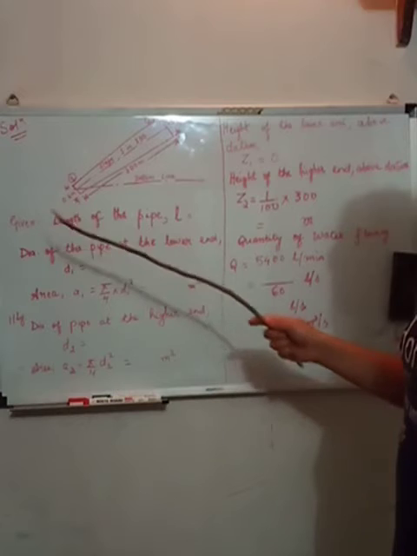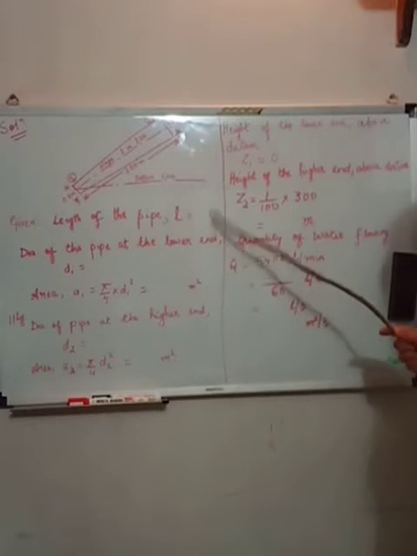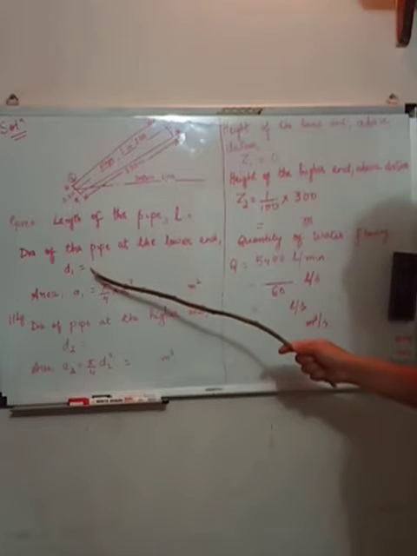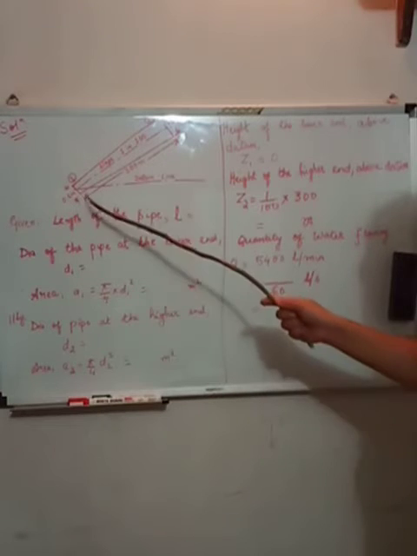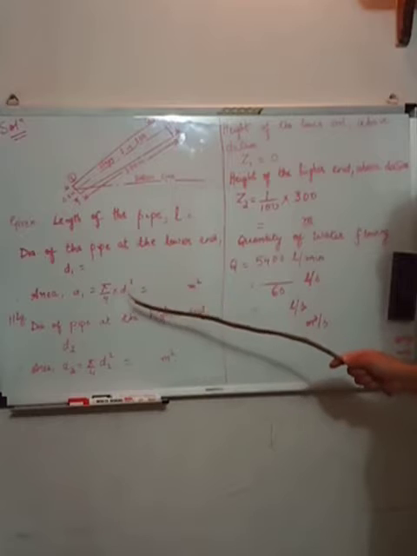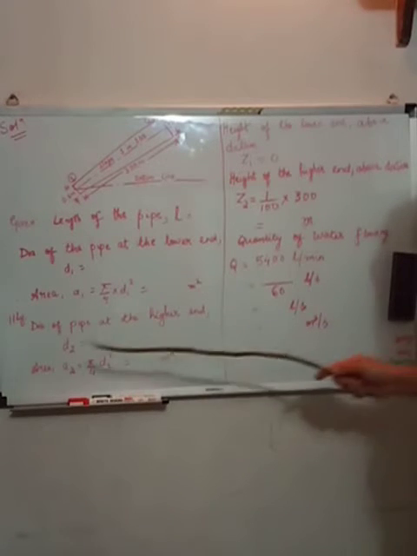So the given length of the pipe L is 300 meter, right here 300 meter. The diameter of the pipe at the lower end is 0.5 meter, so right here 0.5 meter. Therefore, area A1 at section 1 is pi by 4 into D1 square. You calculate, you will get it in meter square.